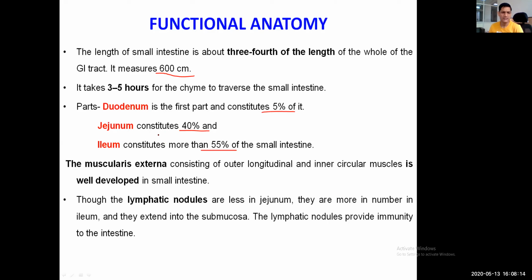The muscularis externa consists of an outer longitudinal layer and an inner circular muscle layer, which is well developed in the small intestine, mainly for the function of propulsive movements and segmentative movements. Peristaltic movements or mixing और segmenting movements के लिए well developed है. The lymphatic nodules are less in jejunum, but they are more in the ileum. They provide immunity, and they are an immune organ.